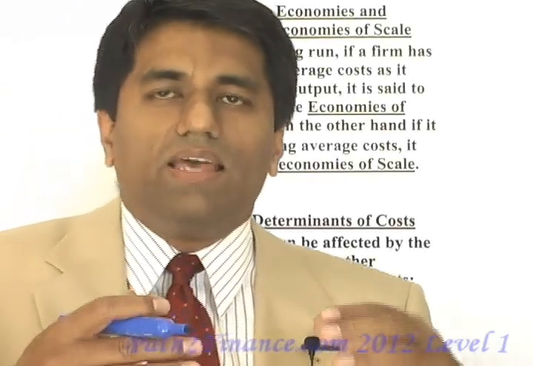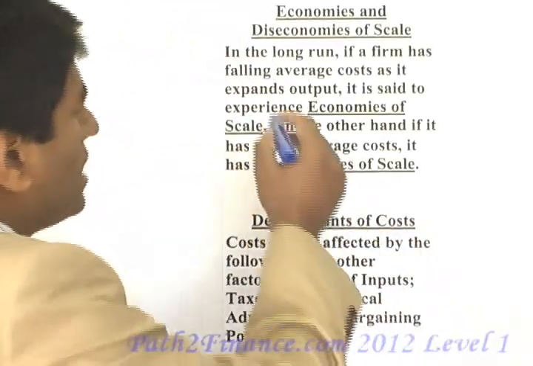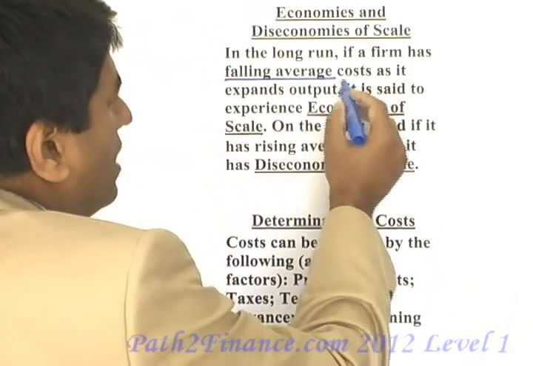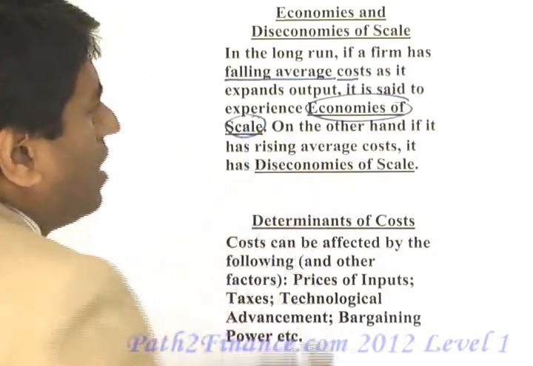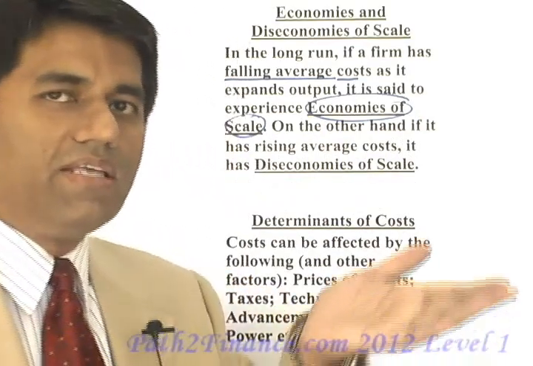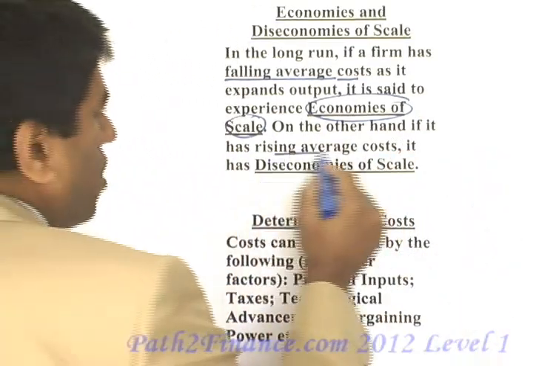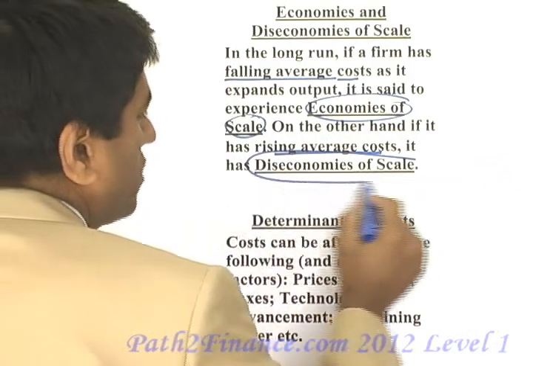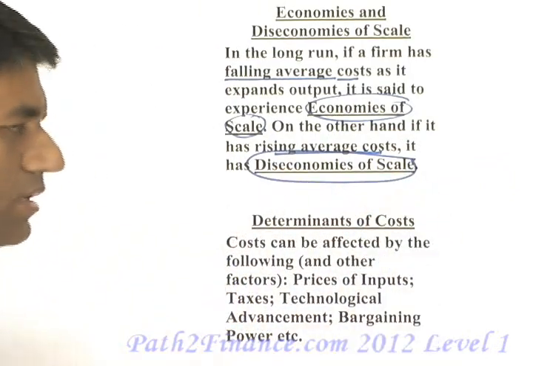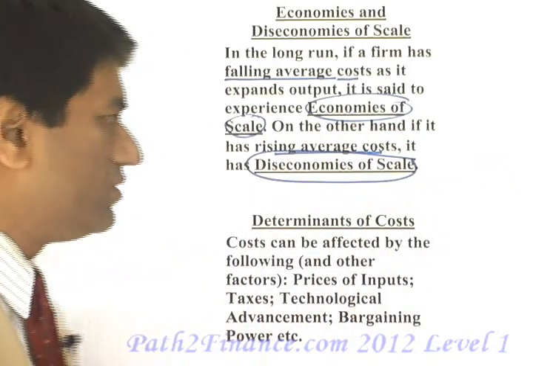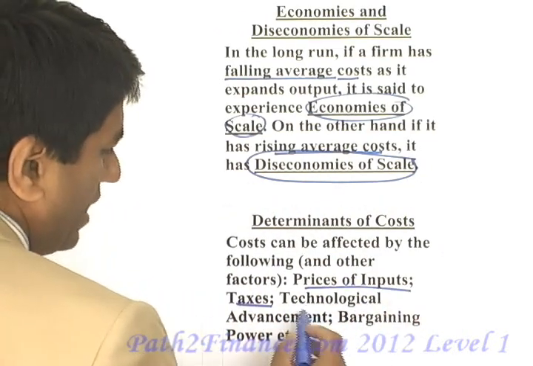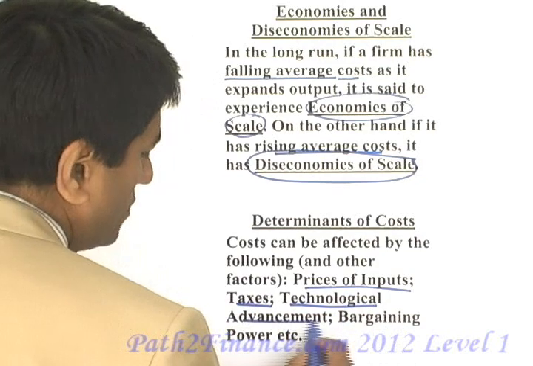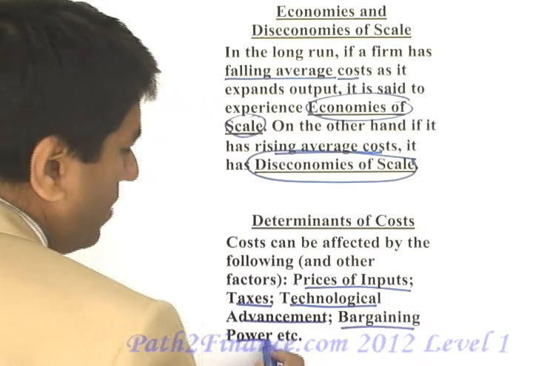In the long run, if the firm experiences falling average costs, then it is said to have economies of scale. On the other hand, if it experiences rising average costs, then it's said to have diseconomies of scale. Now, different determinants of costs include prices of inputs, taxes, technological advancement, bargaining power, etc.